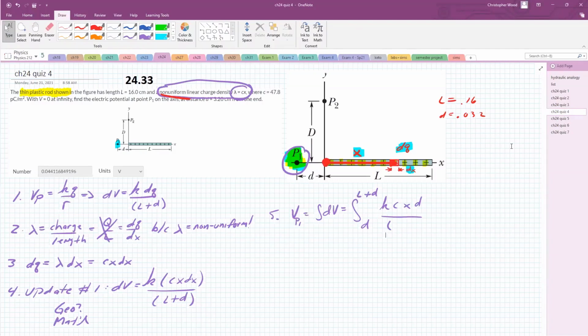I'll give a hint. The problem, my mistake, was first made in step 1. What's the problem with step 1? Is it that you have the full length instead of X? So what should step 1 be? K DQ over X plus D. Okay, that is it.